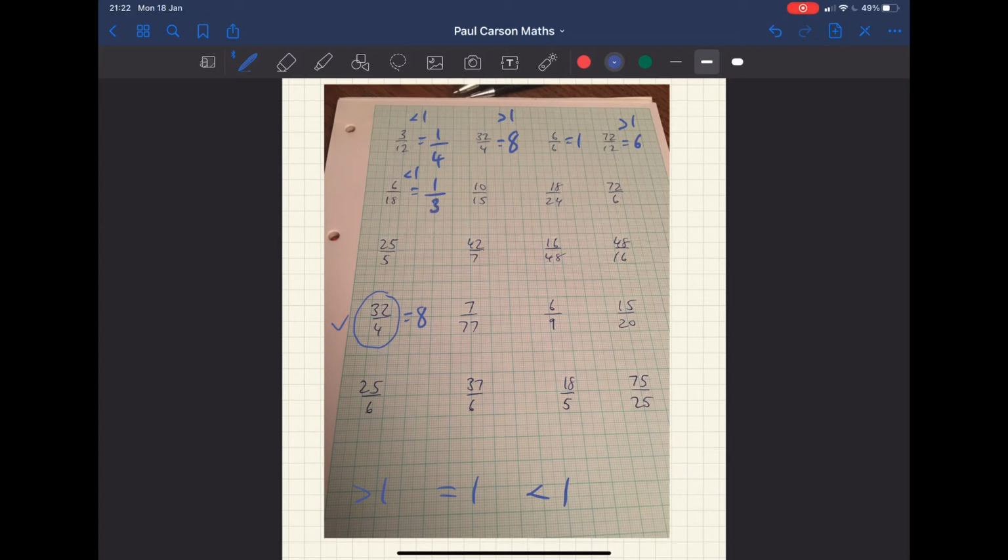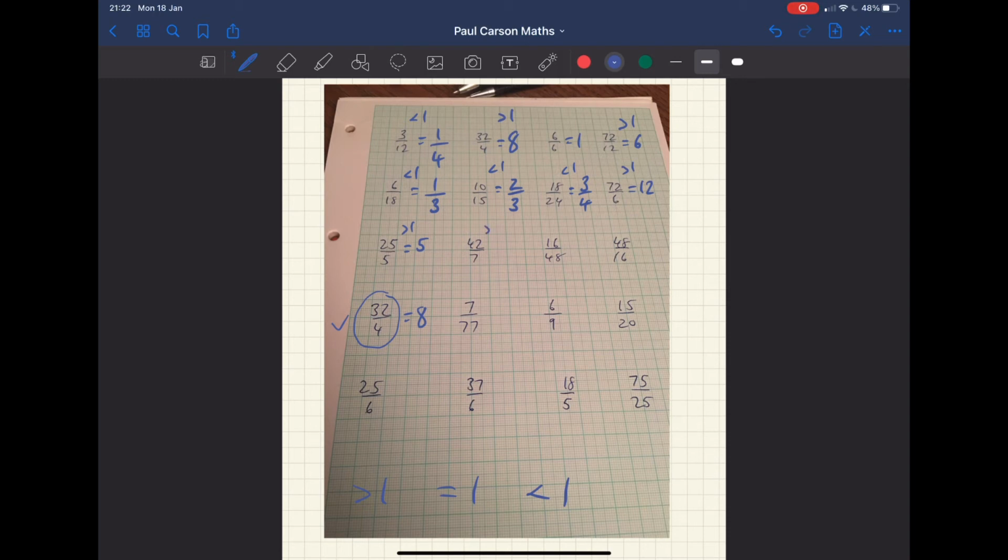10 divided by 15 is less than 1 as well, and the largest number here that goes into 10 and 15 is 5. 5 into 10 goes twice, 5 into 15 3 times. 18 over 24 is less than 1 again, and the largest number that goes into both is 6, so it's 3 6s are 18, 4 6s are 24. 72 divided by 6 is more than 1, and we need to multiply 6 by 12 to get 72. 25 divided by 5 is more than 1, and it's 5.